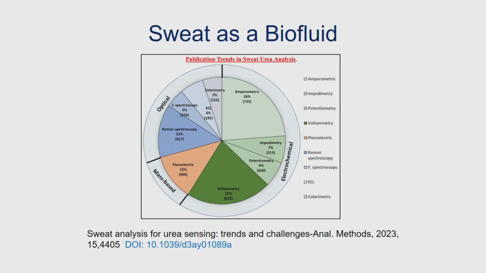Okay, sweat as a biofluid, there's been a lot of trend towards measuring urea in sweat, and there have been different methods used for this. People have used amperometric methods, impedimetric methods, potentiometric methods, voltammetric methods, piezoelectrometric methods, Raman spectroscopy, which is again an optical method, fluorescence spectroscopy, electrochemical luminescence, and colorimetry. So different methods here, and you can see most of this has been done.